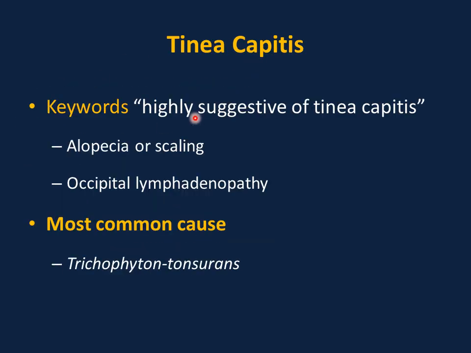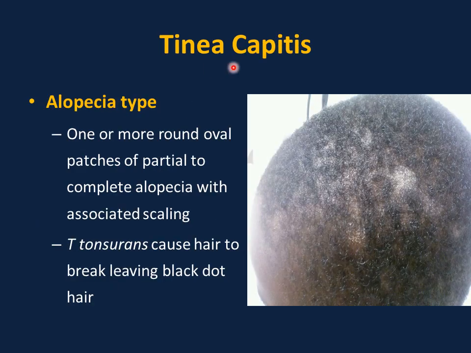Tinea capitis. The keywords highly suggestive of tinea capitis are alopecia, loss of hair, or scaling even without hair loss, and occipital lymphadenopathy. So: alopecia or scaling, and occipital lymphadenopathy. The most common cause in the US is Trichophyton tonsurans, a fungal infection. Tinea capitis presents in 3 different ways: alopecia type, inflammatory kerion type, and seborrheic type.